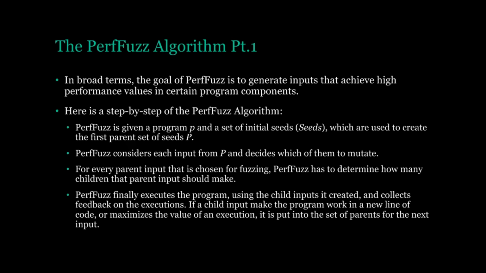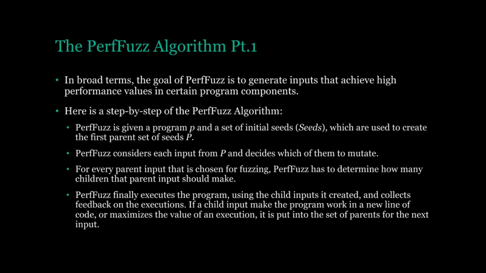So this is the step-by-step version of the PerfFuzz algorithm. PerfFuzz is given a program small p and a set of initial seeds, which are used to create the first parent set of seeds, big P. The inputs in big P are set to be the base of the mutations after the first input is executed. PerfFuzz then considers each input from big P and decides which of them to mutate.